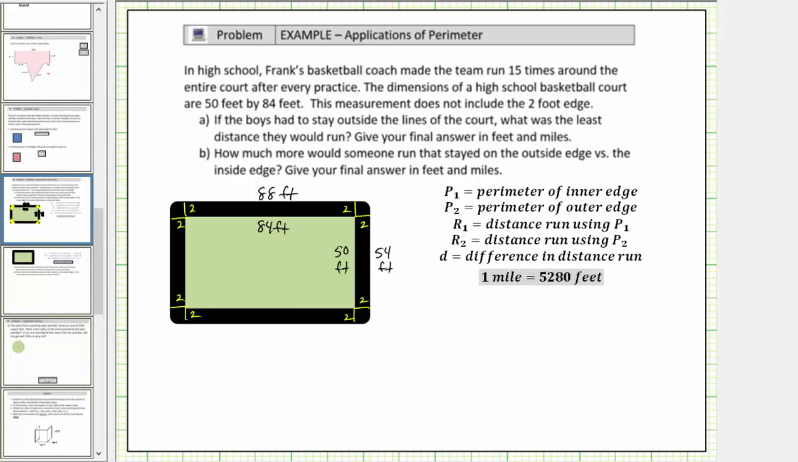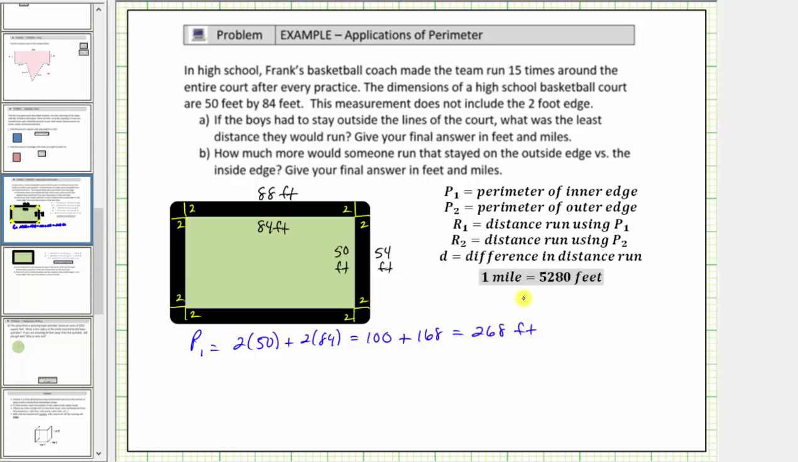Let's begin by determining the perimeter using the inner edge and outer edge. Using the inner edge, P sub 1 is equal to the sum of the lengths of the four sides of the inner rectangle, or using the perimeter formula, we'd have 2 times 50 feet plus 2 times 84 feet, which is equal to 100 plus 168, which equals 268 feet.